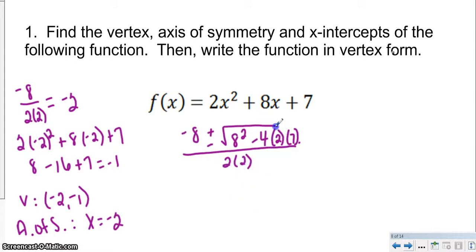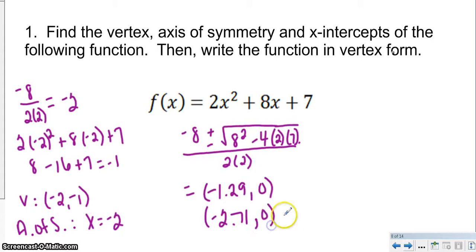So you can go through this, simplifying everywhere that you need to. I'm just going to jump right to my answer. So this should end up giving you 2 answers. You're going to have a negative 1.29 approximately as one intercept, and your other should be negative 2.71. So there's your 2 intercepts. So right now you already have 3 points that you could plot if you were trying to graph this function.